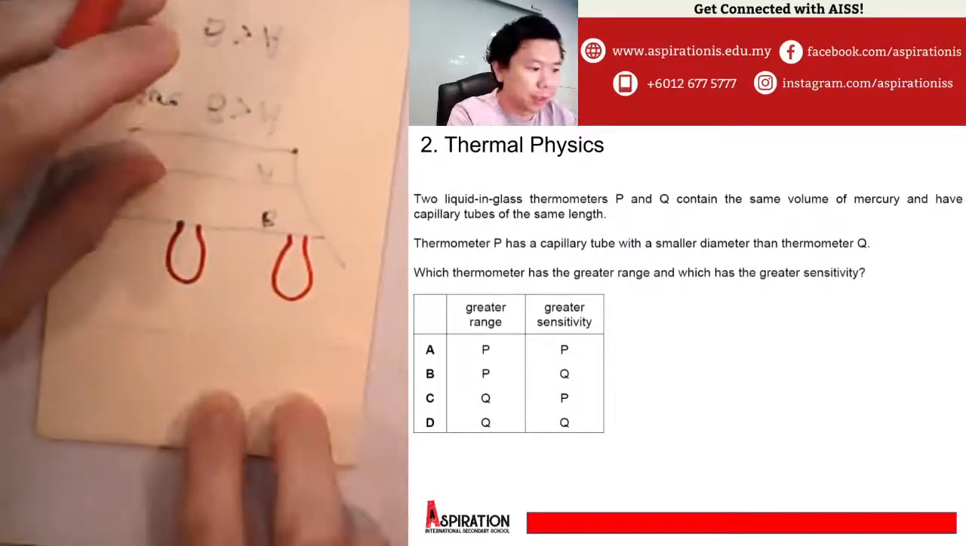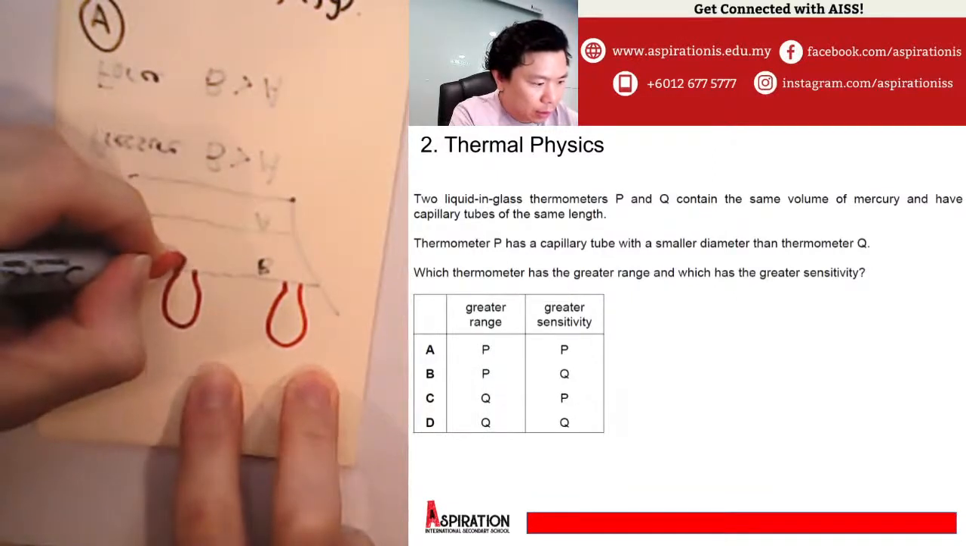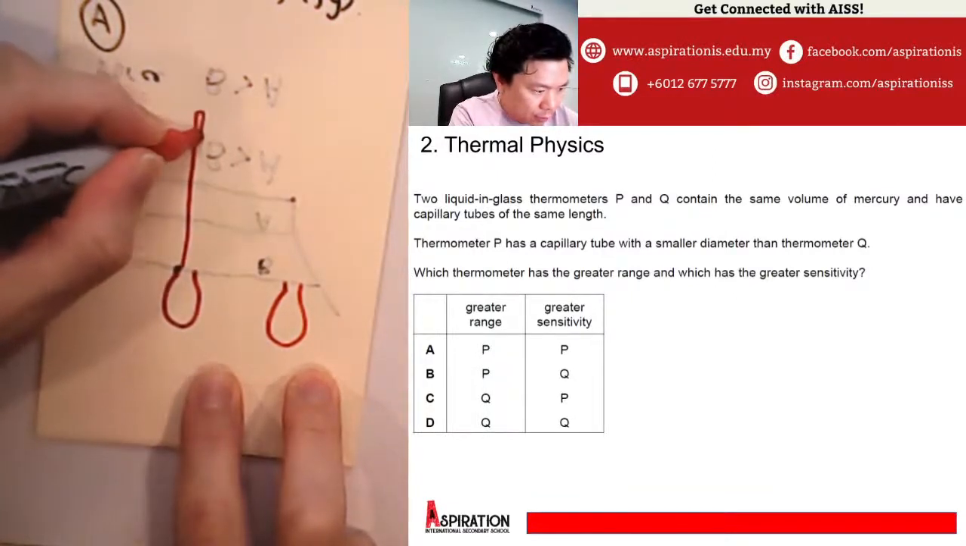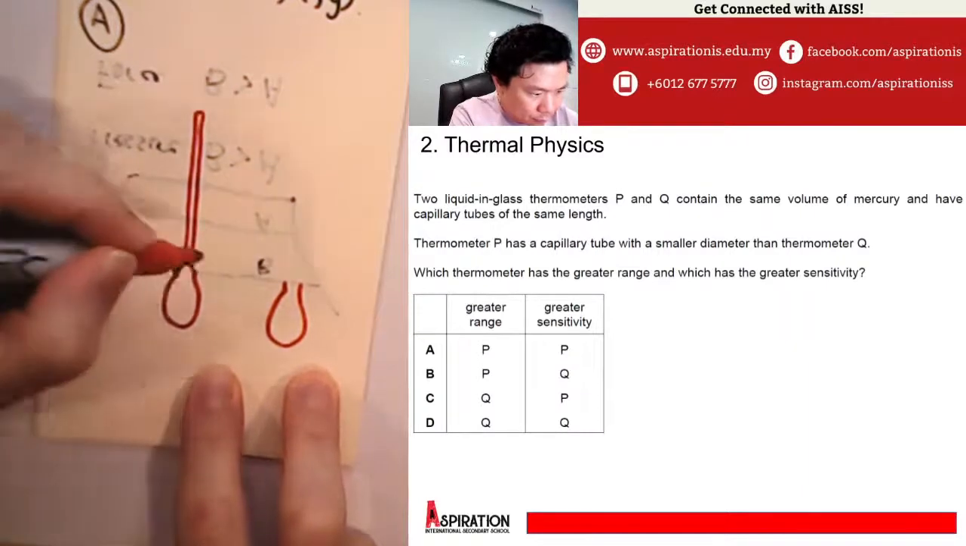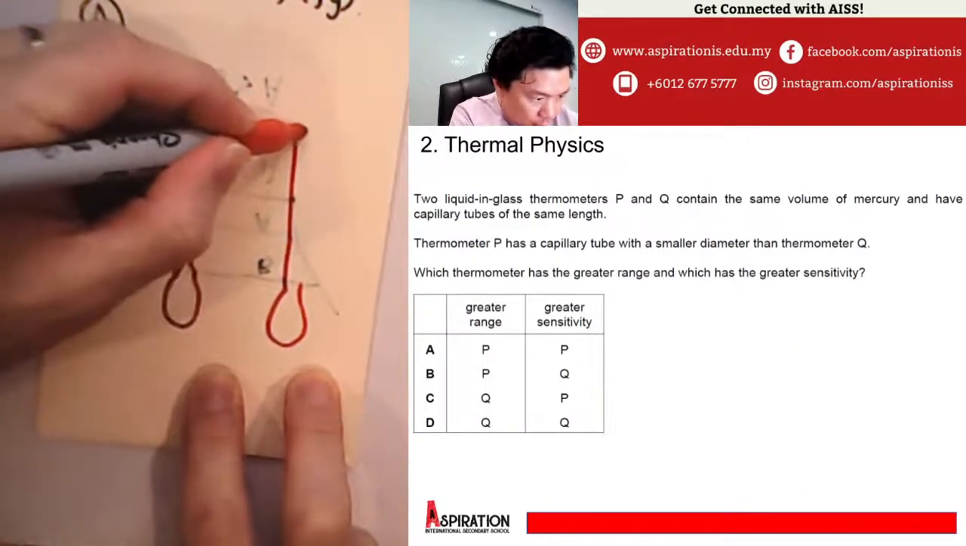All right, how's my drawing? These are the bulbs, and one of it is narrow, and one of it is not so narrow.